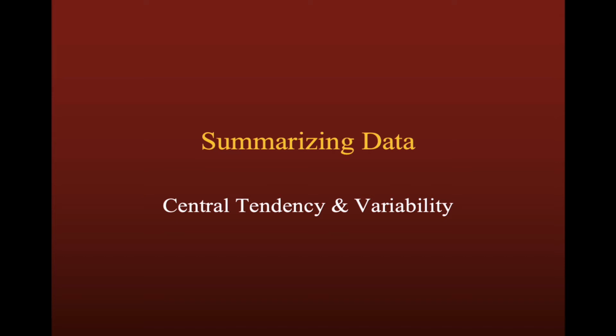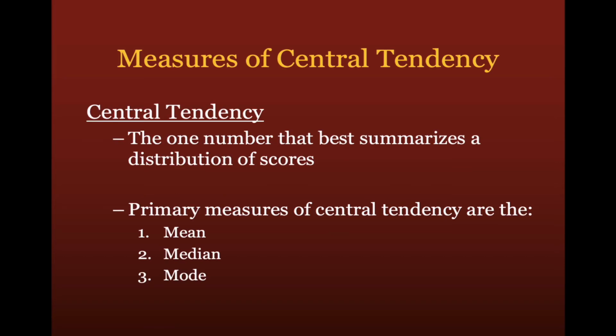All right, so now that we talked about ways in which you can organize data with frequency distributions, bar graphs, and histograms, let's talk about ways in which you can summarize data. Let's first talk about central tendency. This is the number that best represents a distribution of scores. If you have some data, it's the one score that can best summarize or characterize that data. There are 3 primary measures of central tendency: the mean, the median, and the mode. And this should all be reviewed from stats classes you're taking.